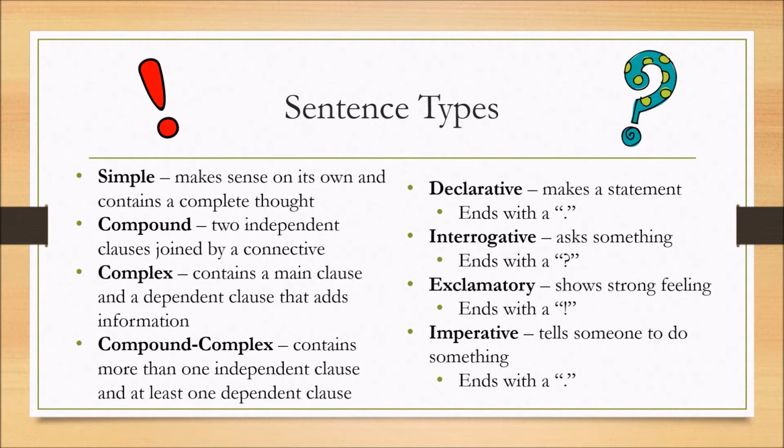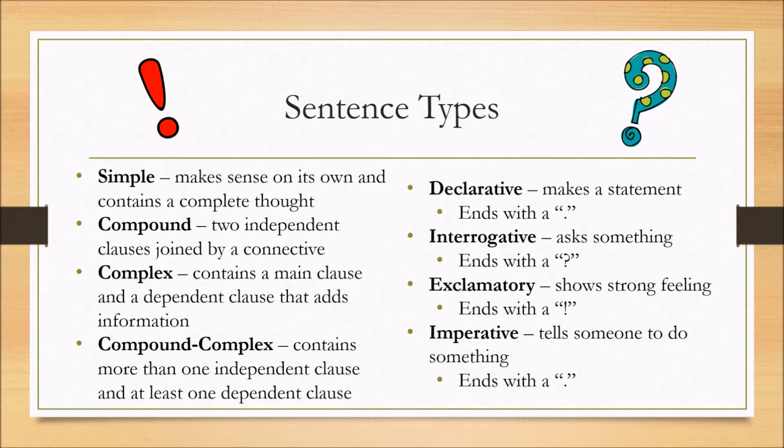Sentence types. First, we have simple sentences. An example would be, I have a pencil. This makes sense on its own and contains a complete thought. Then we have compound. An example would be, I have a pencil and I have a pen. These are two independent clauses connected by the word and. Then we have complex. An example would be, I have a pencil because I am at school. I have a pencil is an independent clause, and because I am at school is a dependent clause.